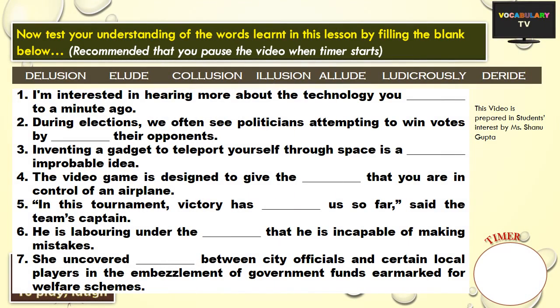Now test your understanding of the words learned in this lesson by filling in the blanks below. It is recommended that you pause the video when the timer starts.